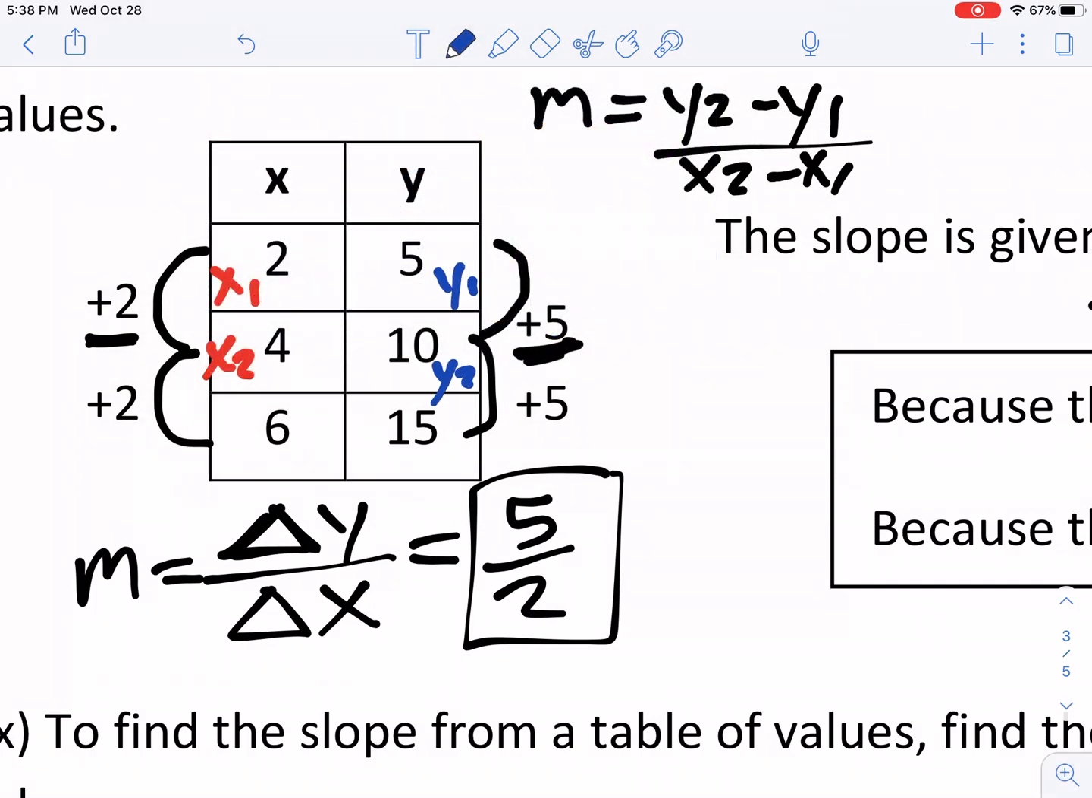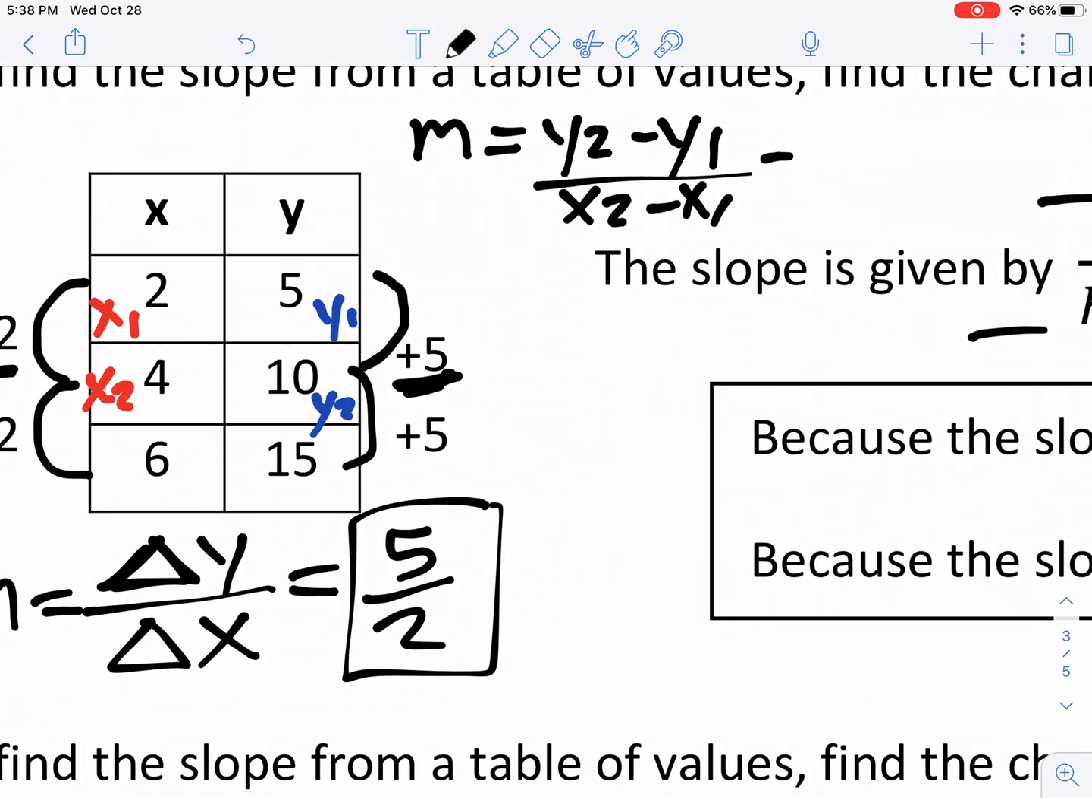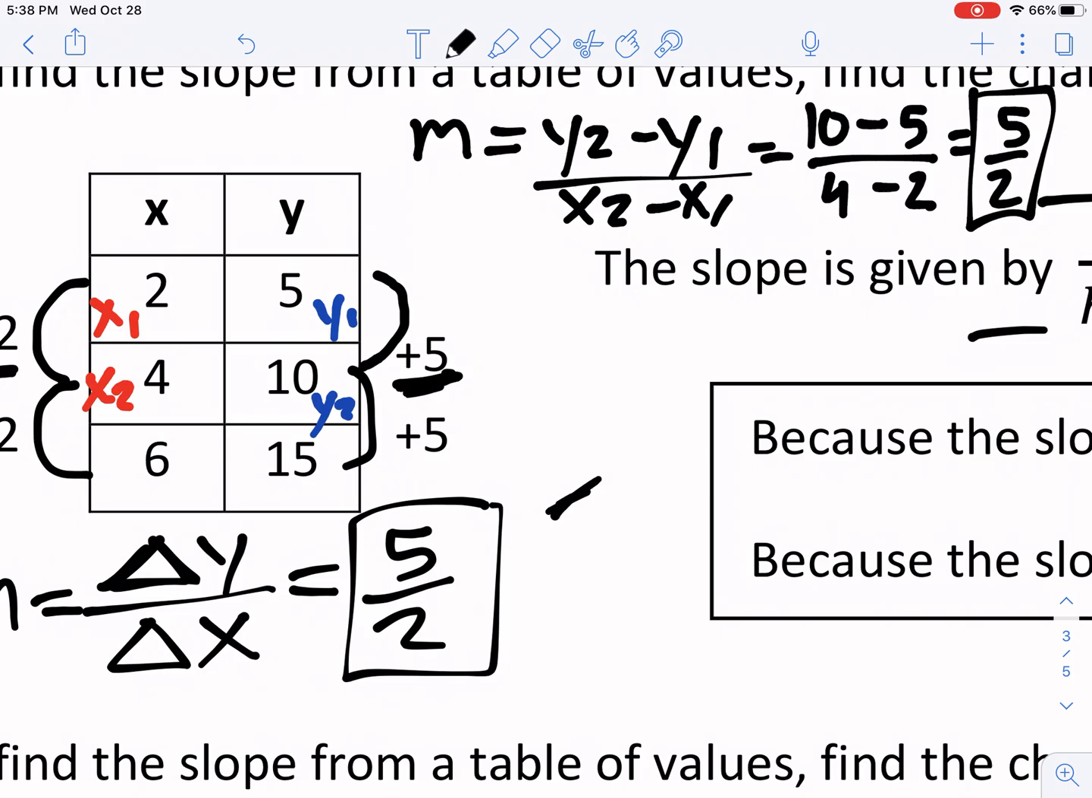With that in mind, let's plug that into our equation. We would have m equals y2, which is 10, minus 5, all over my x2, which is 4, minus 2. What's 10 minus 5? 5. What's 4 minus 2? 2. So again, we get 5 halves both ways. So both ways work.